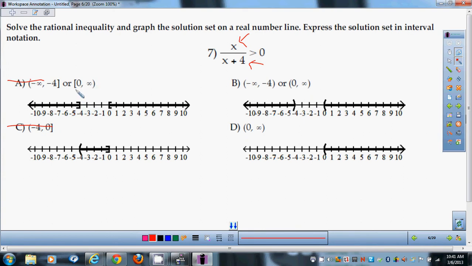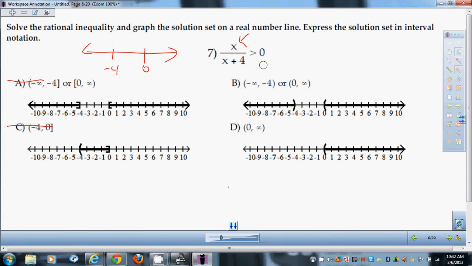I'm looking at... I know we've lowered it to B and D. So what's the only difference between B and D? Less than -4. So let's just check that interval. What's the number less than -4 we can check? -5. -5 would give me -5 over -1, which would be +5. Is +5 greater than 0? Which would make this true or false? True. So it has to be B. That did fall in our solution set.